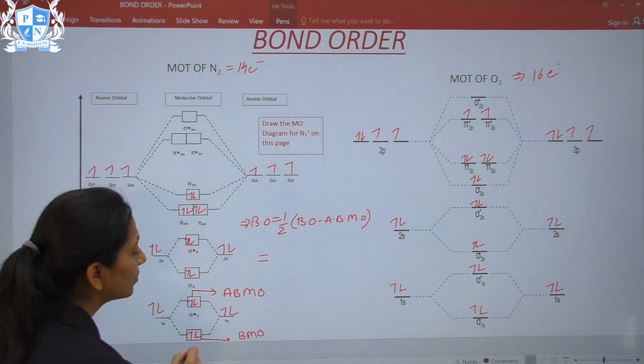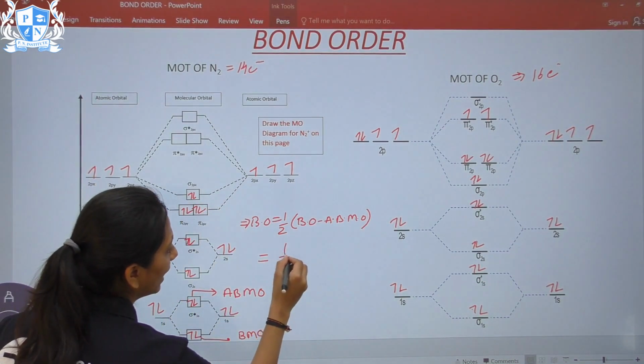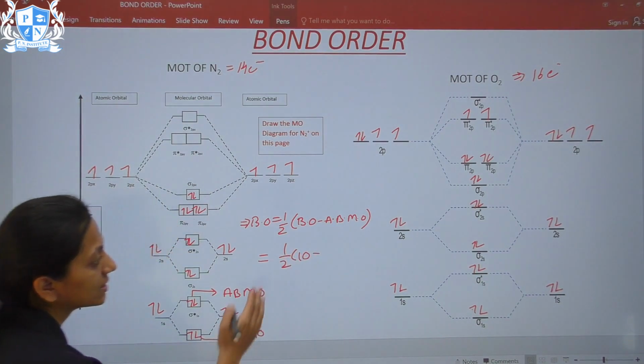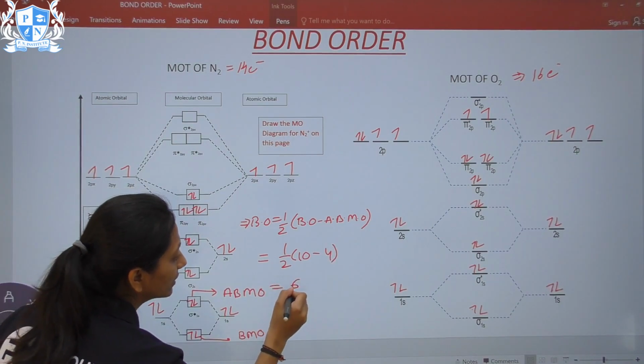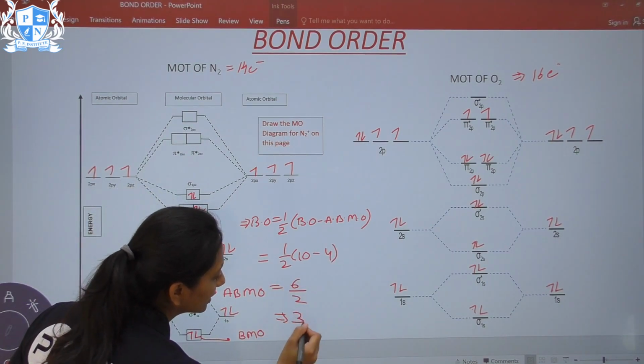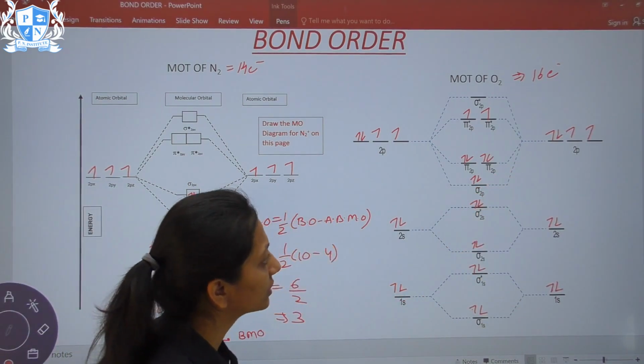The number of electrons in the bonding molecular orbital: 2, 2, 4, 5, 6, 7, 8, 9, 10. We have a total of 10 electrons, and in the anti-bonding 2, 2, 4. On subtraction and solving we get 3 as the bond order for nitrogen. In the same way we will do it for oxygen also.